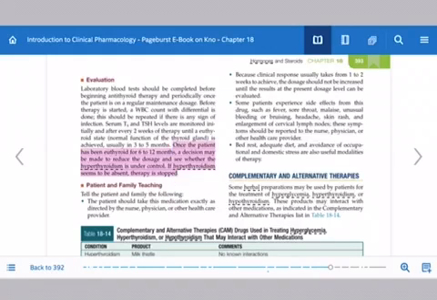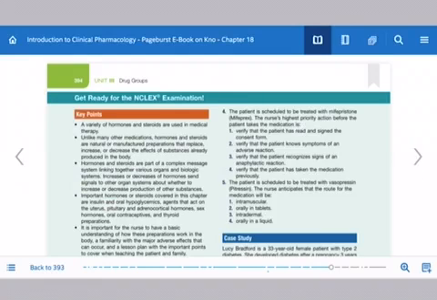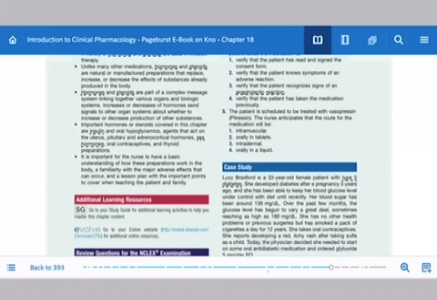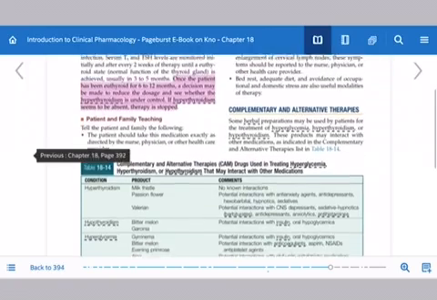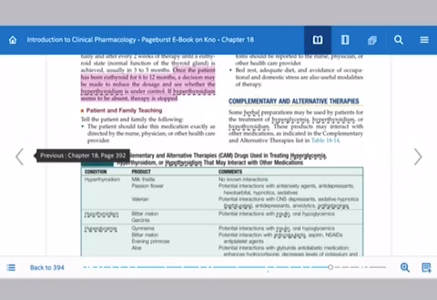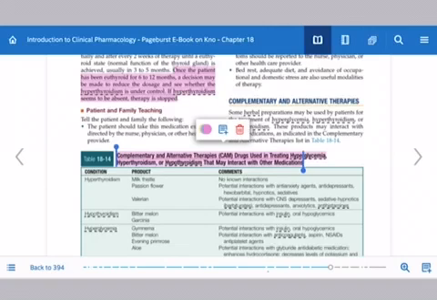And then complementary and alternative therapies. Oops, I went too far. Okay, you can see here some of these medications are used to help care for some of these. Highlight these, be familiar with it, guys. You might see 1 or 2 on your test.